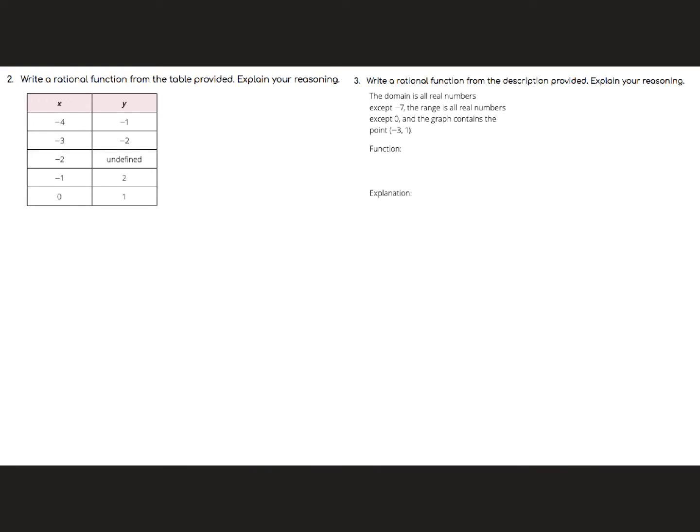All right, next one. Write a rational function of the table provided. Explain your reasoning. We don't exist at negative 2. So my first thought is going to be, let's put an x plus 2 on the bottom, and let's try putting a 1 on top.